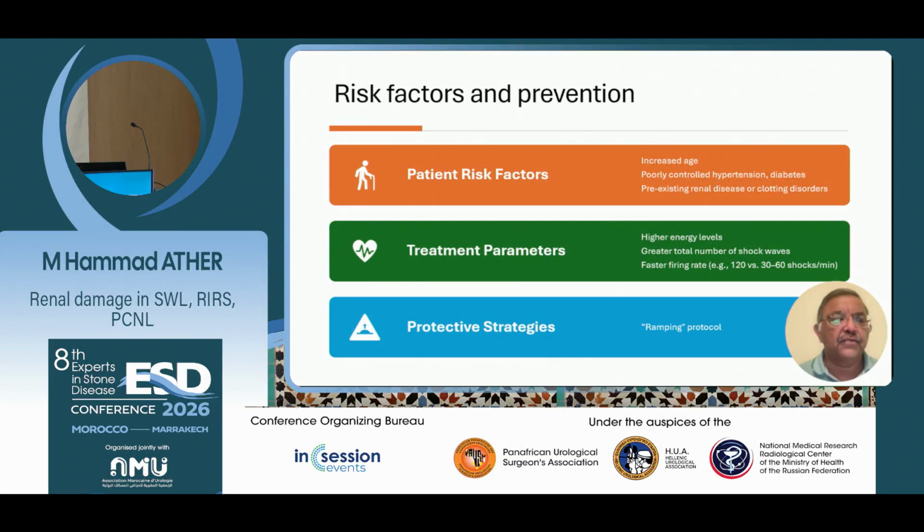Well, these risk factors are either related to patient factors, with increased age, poorly controlled hypertension, diabetes, and pre-existing renal damage, or treatment-related parameters, including high energy levels, a greater number of shock waves, and fast rate of delivery. So protective strategies include power ramping.